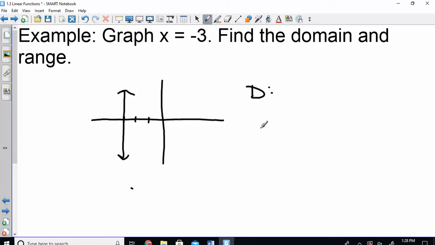Okay. Emma, that was on the paper. You moved it. Okay, anyways.